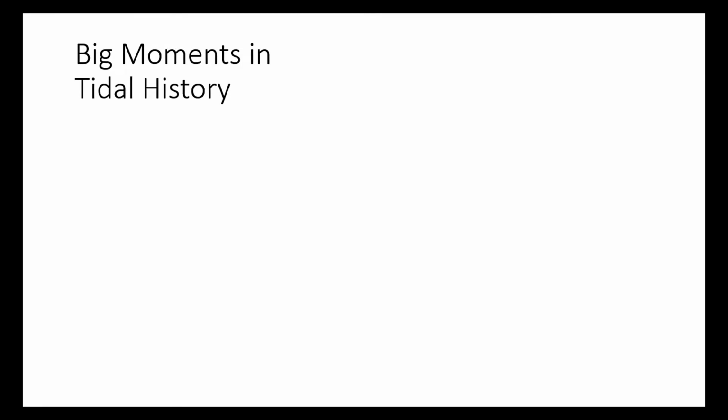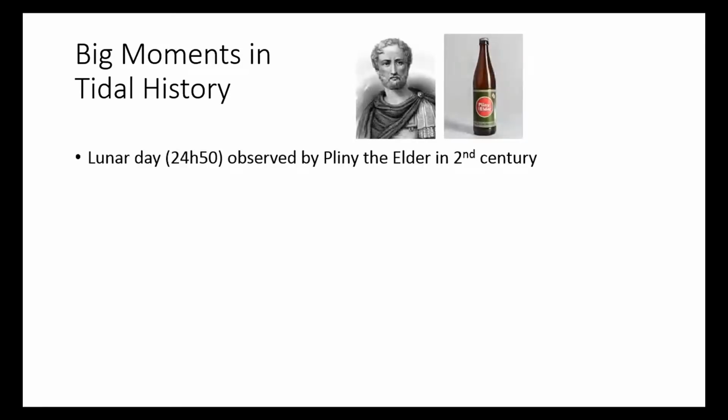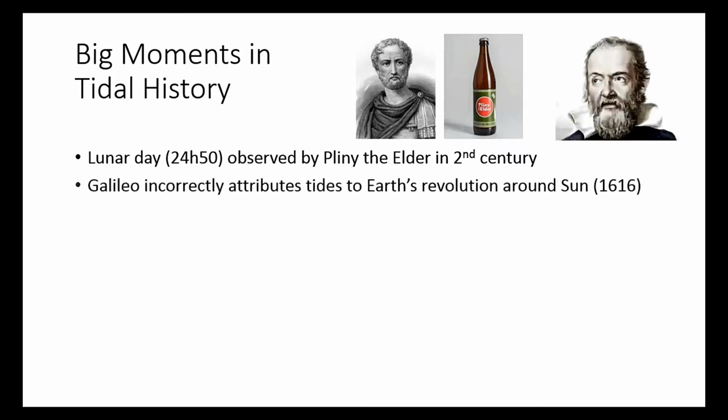So some big moments in tidal history, starting in the 2nd century. Pliny the Elder, who now is a craft beer, discovered that the lunar day is longer than the solar day. So it takes longer for the moon to appear in the same place in the sky than it does the sun. Advancing on in 1616, Galileo correctly attributed the tides to celestial powers, but incorrectly thought it was to do with the Earth's revolution around the sun.